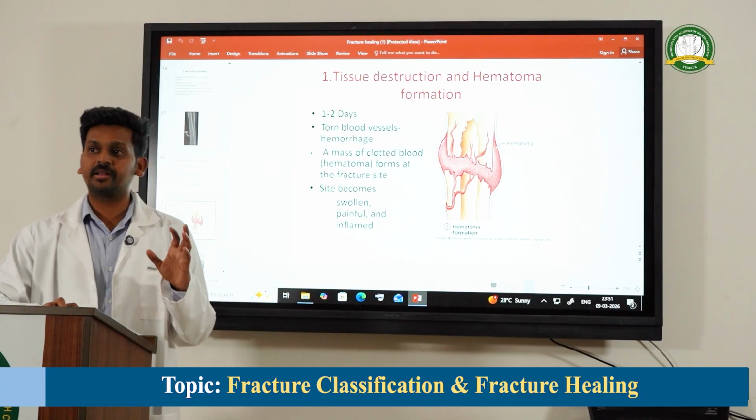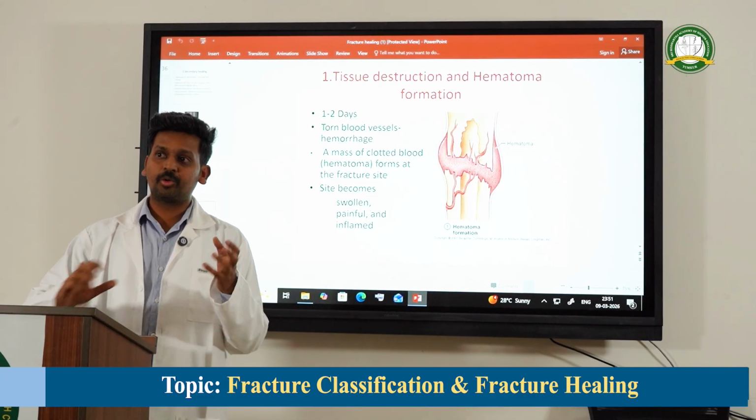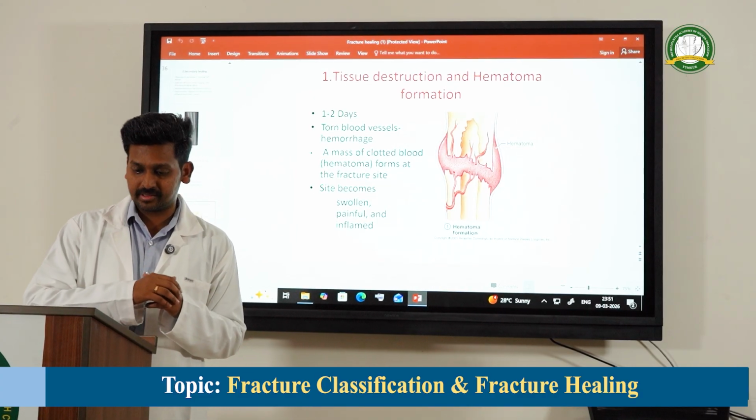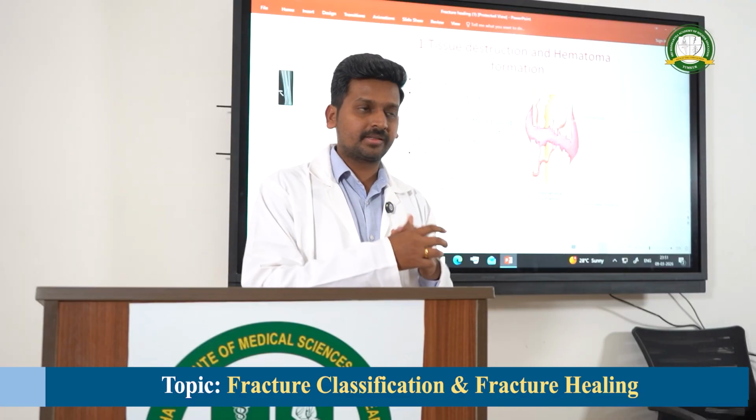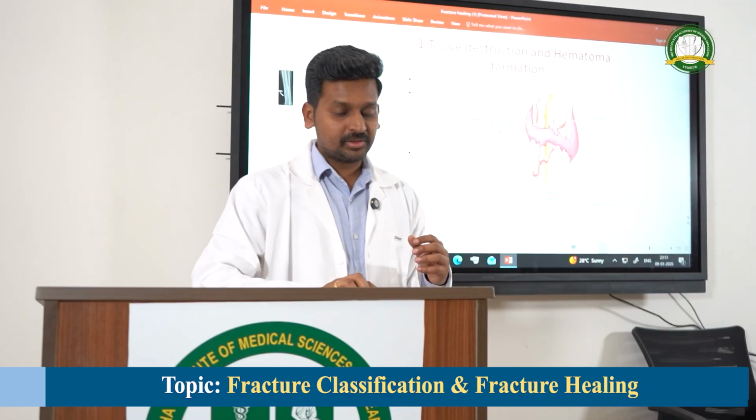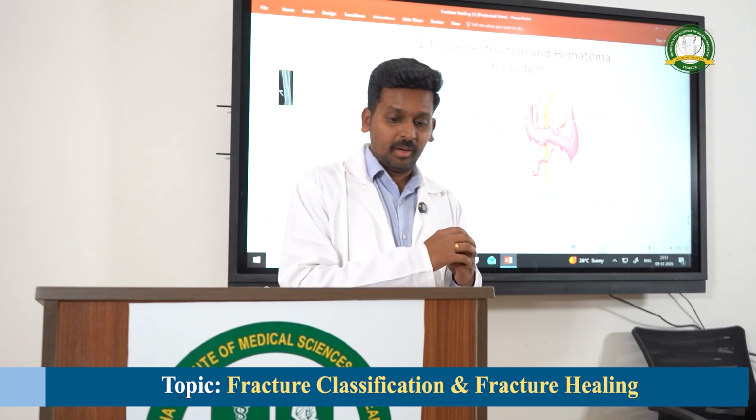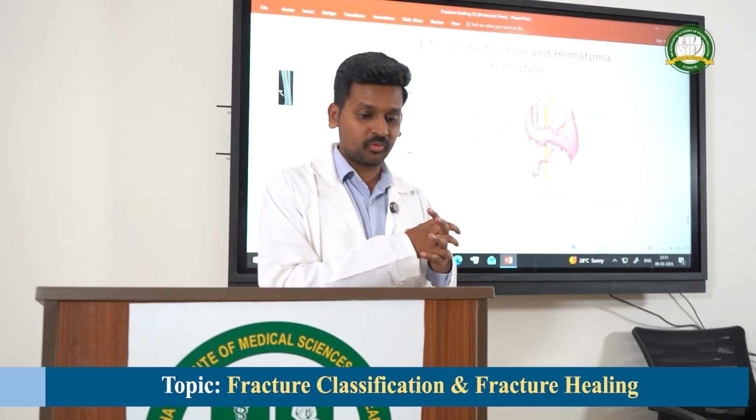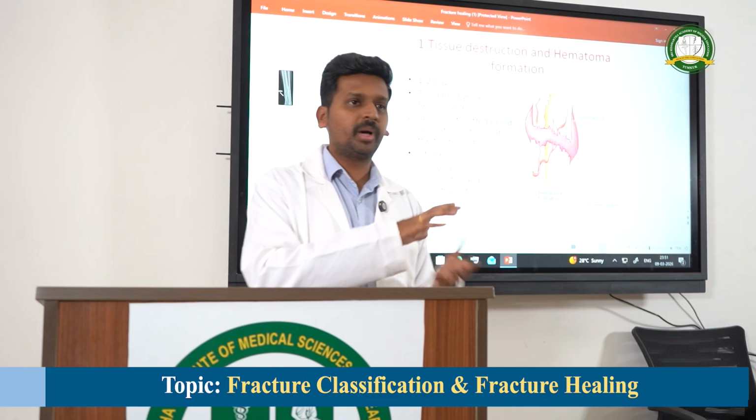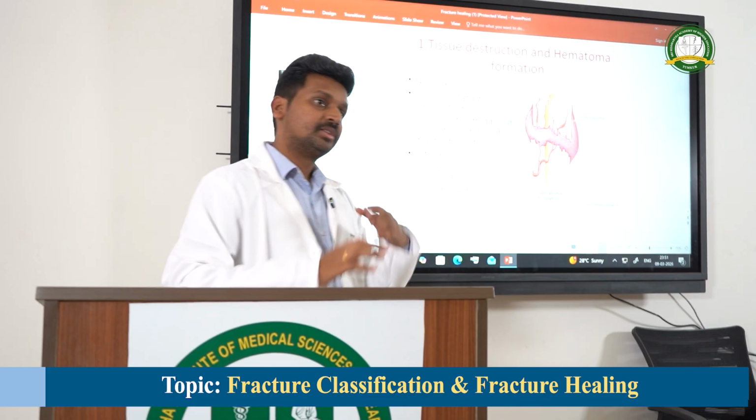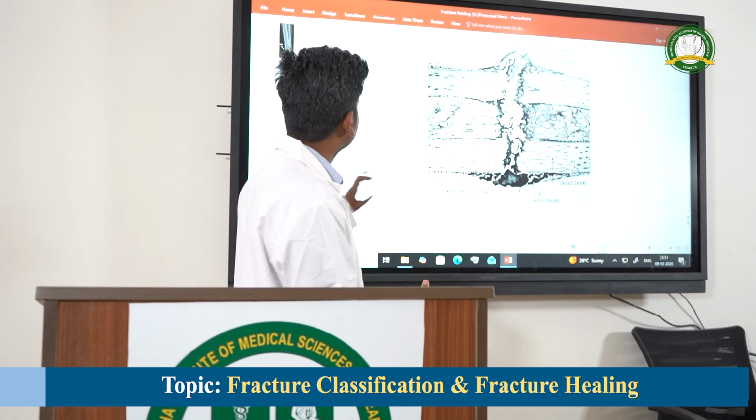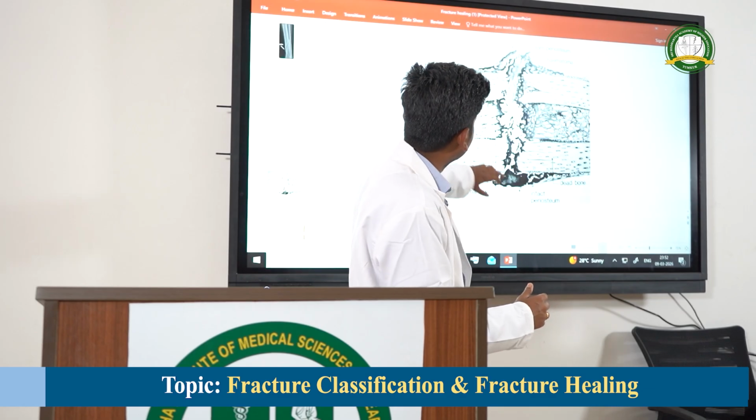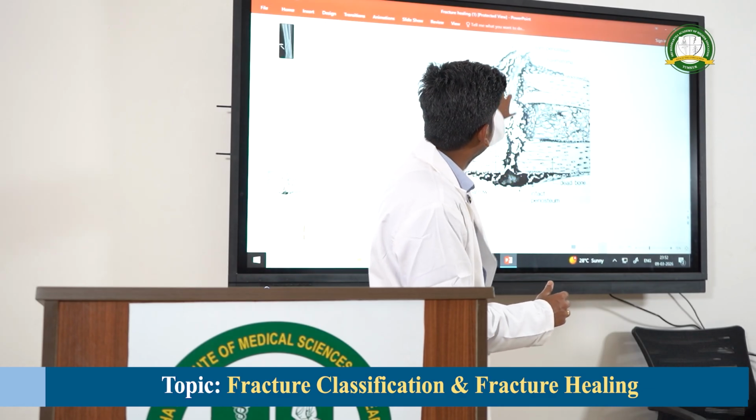This usually is seen around 1 to 2 days, where the torn blood vessels around the fracture site bleed into the fracture site, what we call hemorrhage. The mass of clotted blood, hematoma, forms at the fracture site. The fracture site usually becomes swollen, painful, and when you palpate, there is some amount of tenderness. Histopathologically, it is seen like this. This is the bone, there is periosteum, and these are all the hematoma formation.